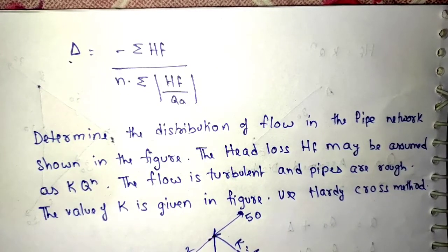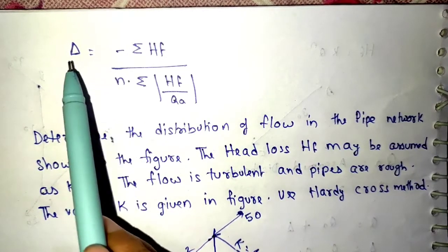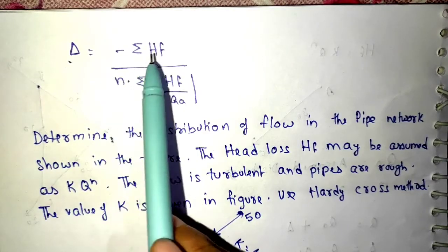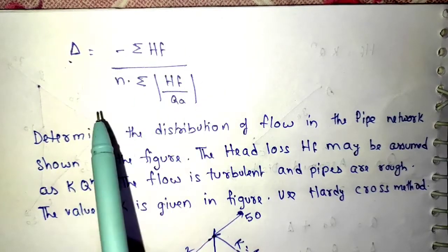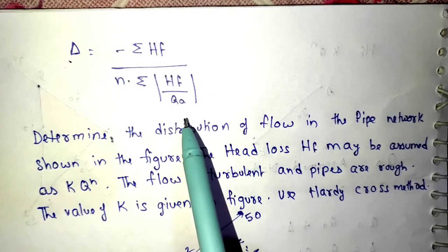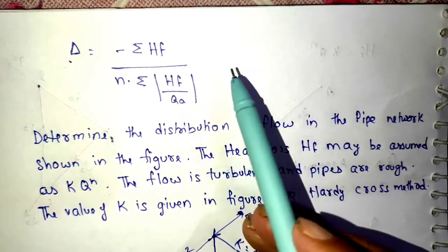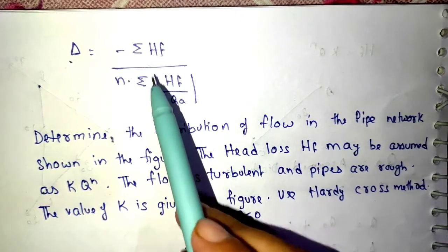Hello students. In the last lectures we discussed the Hardy-Cross method, and during that discussion we came up with the equation of delta. That equation that I have written here: delta is equal to minus sigma hf divided by n times the summation of hf upon Qa, right?